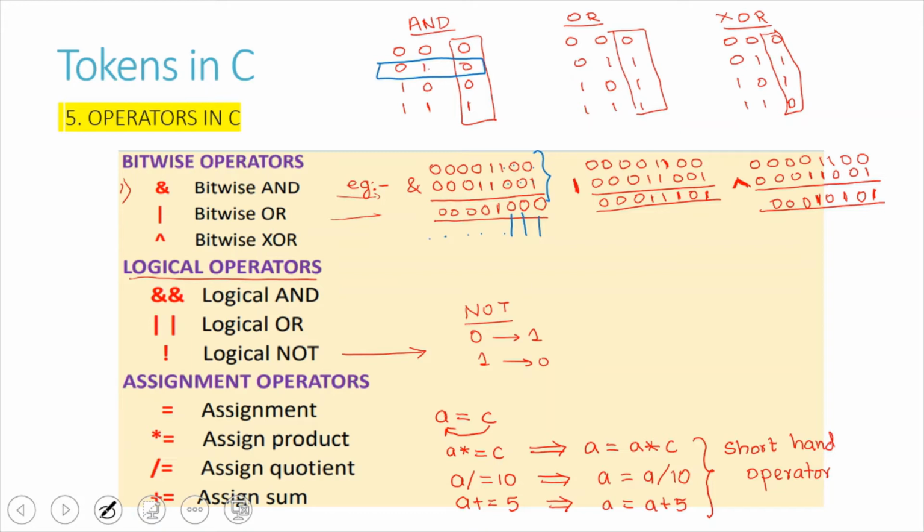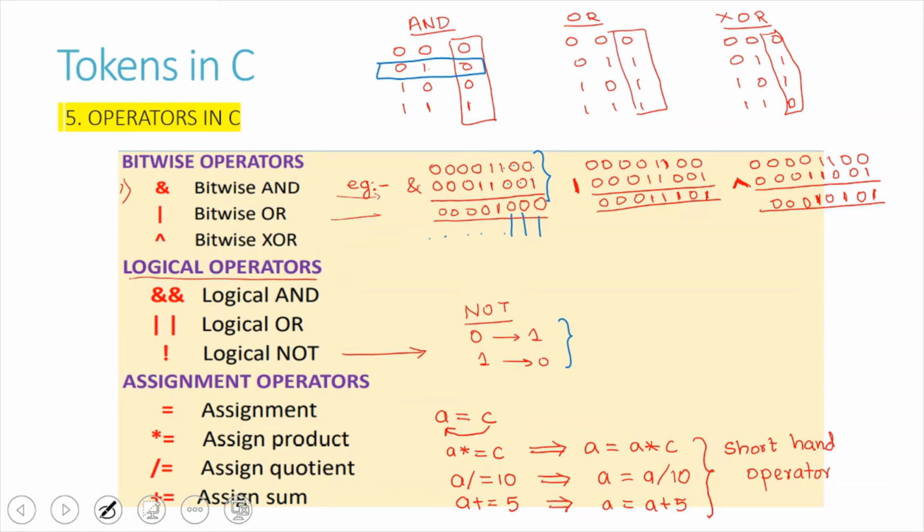Next you have logical operators, which work only on a single digit. So here it's a single bit. As you can see, 0 becomes 1 and 1 becomes 0 for a NOT gate. Similarly for logical OR and AND. The result will be a single bit.